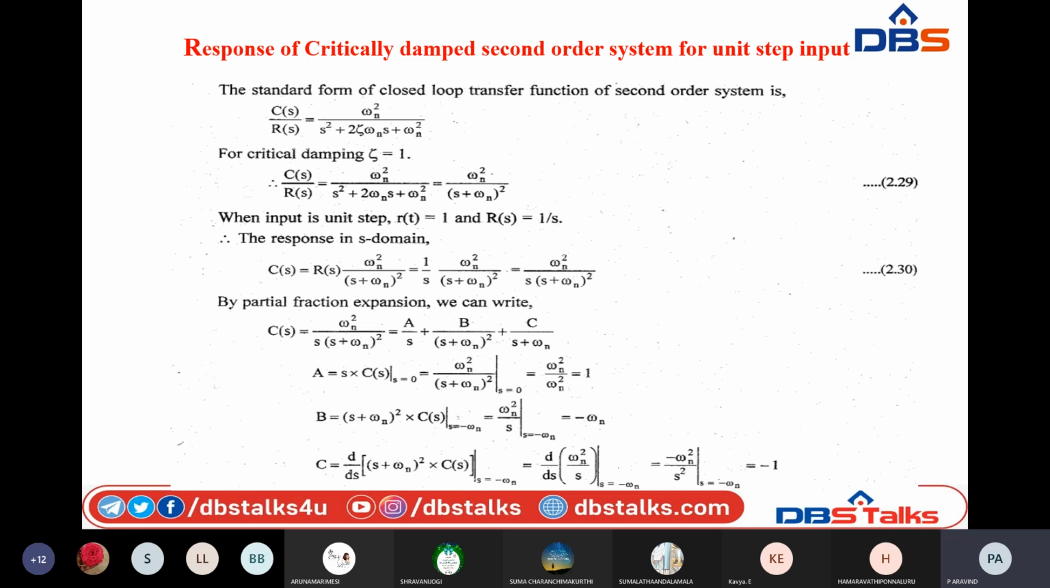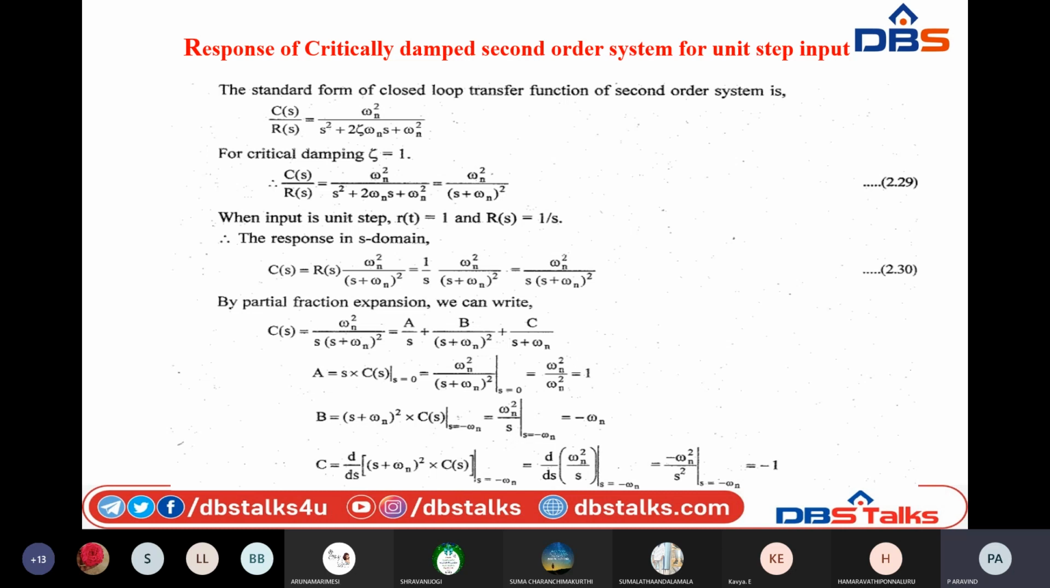Here our input is a unit step input, that is r of t equal to 1. Its Laplace transformation is R of s equal to 1 by s. Initially we are considering the unit step in time domain, that is r of t equal to 1. Its transformation in s domain is R of s equal to 1 by s. So the response in s domain, C of s, is the product of R of s and the transfer function. Substitute R of s, that is 1 by s, into the transfer function, that is omega n square by s plus omega n whole square. So it is equation number 2.30.